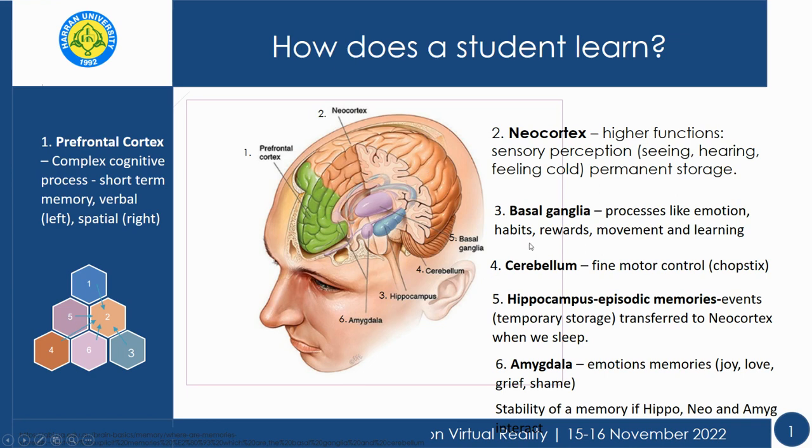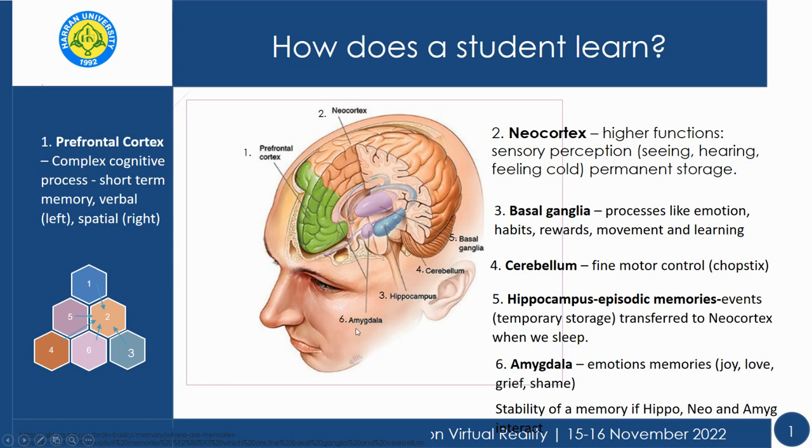And then the basal ganglia. This is where our emotions are processed. The cerebellum is where our fine motor is controlled, like holding chopsticks. And then the hippocampus is for episodic memories. If a student is in your classroom, that's maybe one event, and he'll remember that one event. But if you want them to learn a complete section and remember the whole section or the whole term, that's when we want to build on those episodic memories so that it becomes a long-term memory.